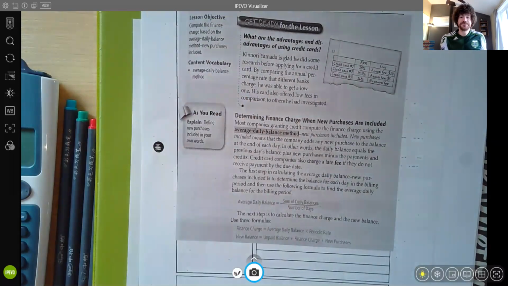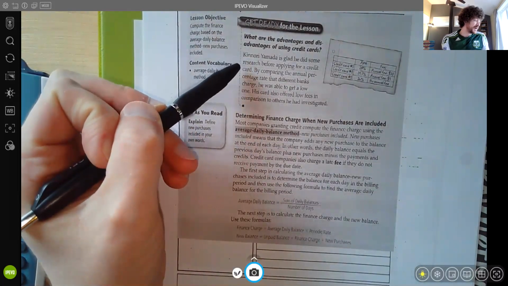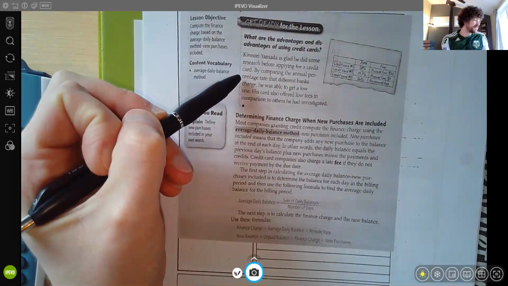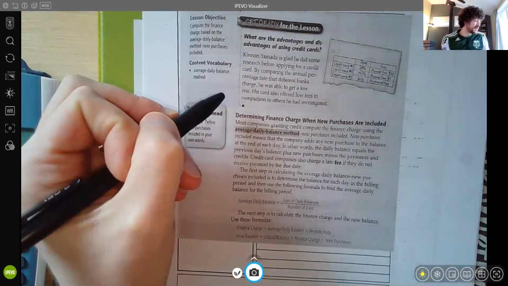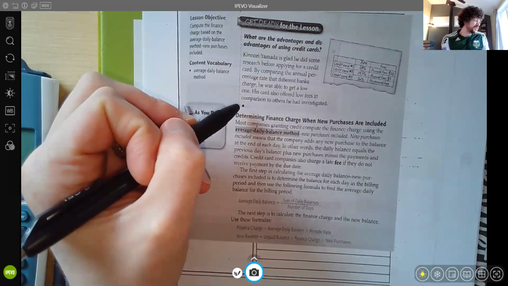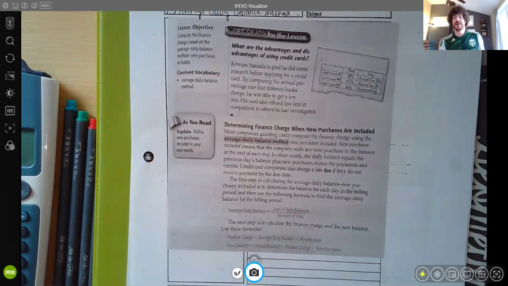Getting ready for the lesson here, it says, what are some advantages and disadvantages of using credit cards? And we saw a whole video on that yesterday. It says here, Kanori Yamada is glad he did some research before applying for a credit card. By comparing the annual percentage rate that different banks charge, he was able to get a low one. His card also offered low fees in comparison to others he had investigated. So again, I would give the recommendation that it's not so much what the interest rates are, it's about avoiding paying interest at all, paying off your credit card in full every month. Like I mentioned a few days ago, like the video mentioned yesterday.